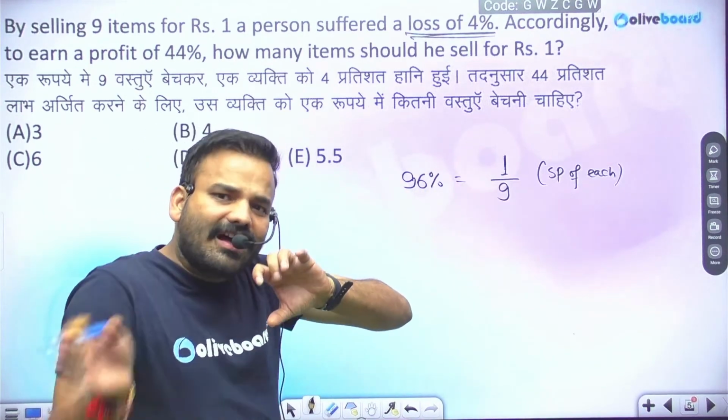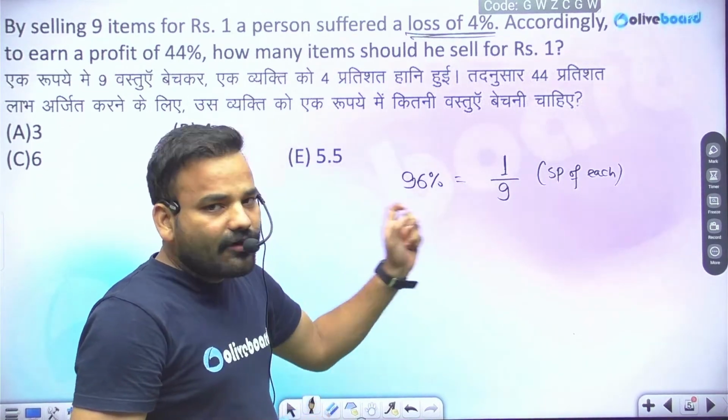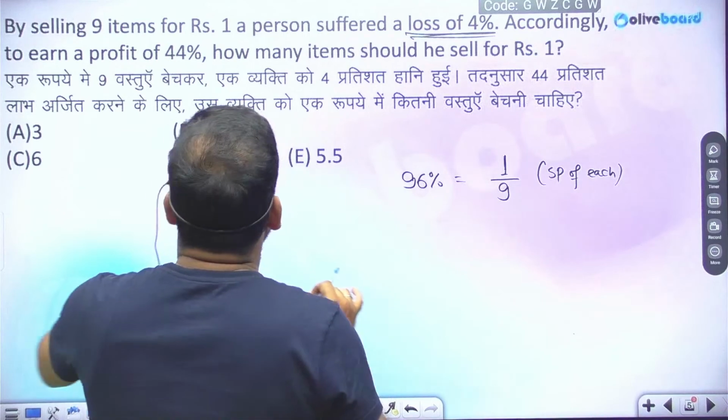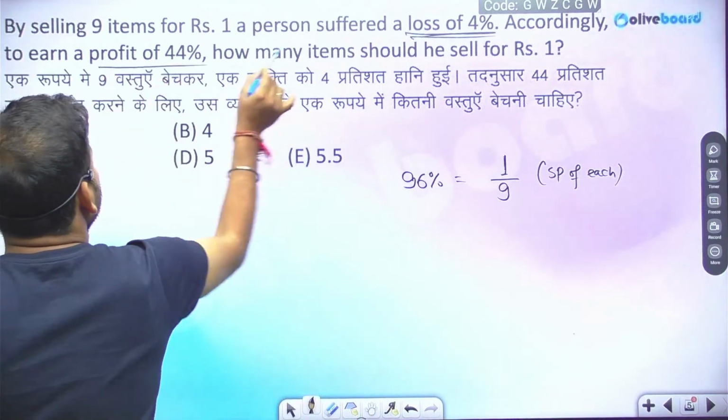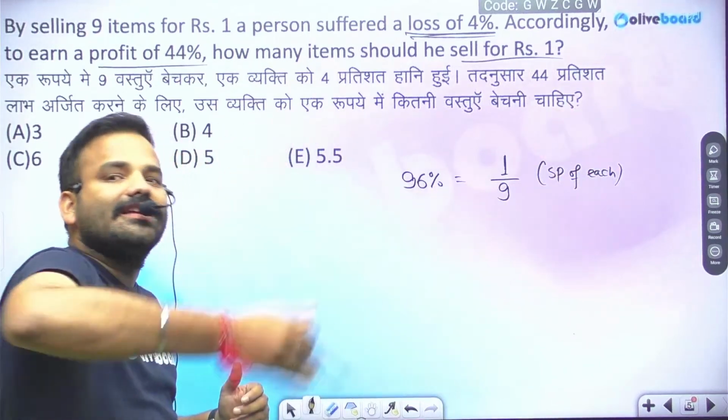If we would have been asked the cost price, I would have made 100%, calculated the value of 100%. Let's see what it has asked: to earn a profit of 44%, what should be the selling price? How many articles must he sell for rupees 1?